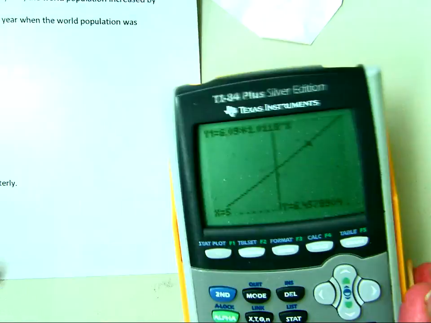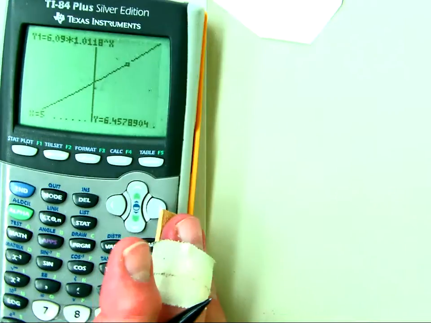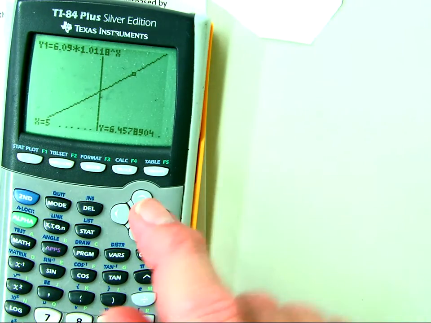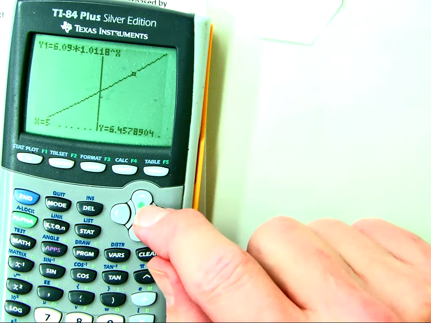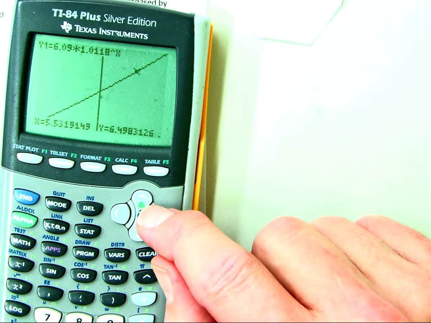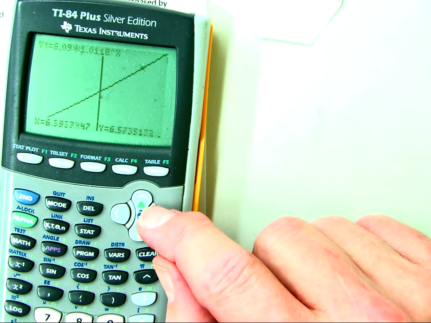This last part, estimate the year when the population was 7 billion. Let's go back to our calculator. Now we're going to watch the y values. We want to know when they reach 7. So if I use my arrow key and keep going to the right, it looks like I'm getting pretty close.